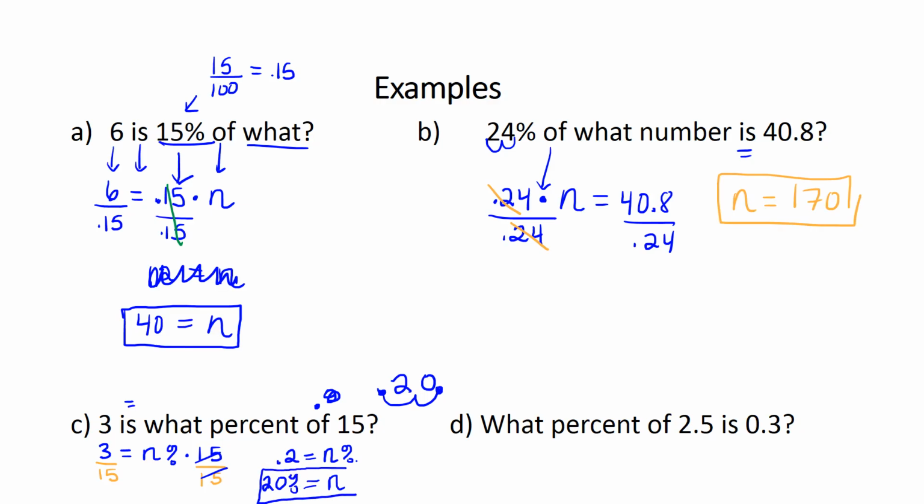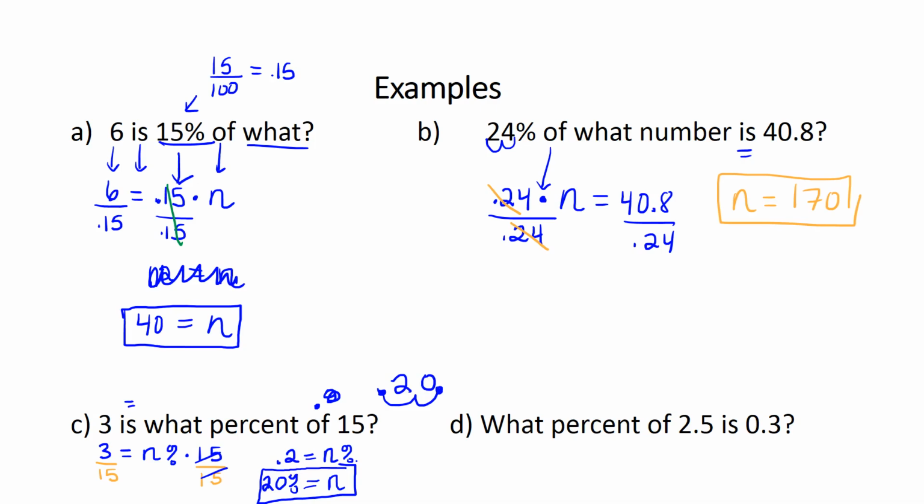3 is what percent of 15? So that's 20%, which sounds reasonable, right? If you multiply 3 times 5, you get 15, and you do 20% times 5, that's 100%. So that seems like a very good answer.